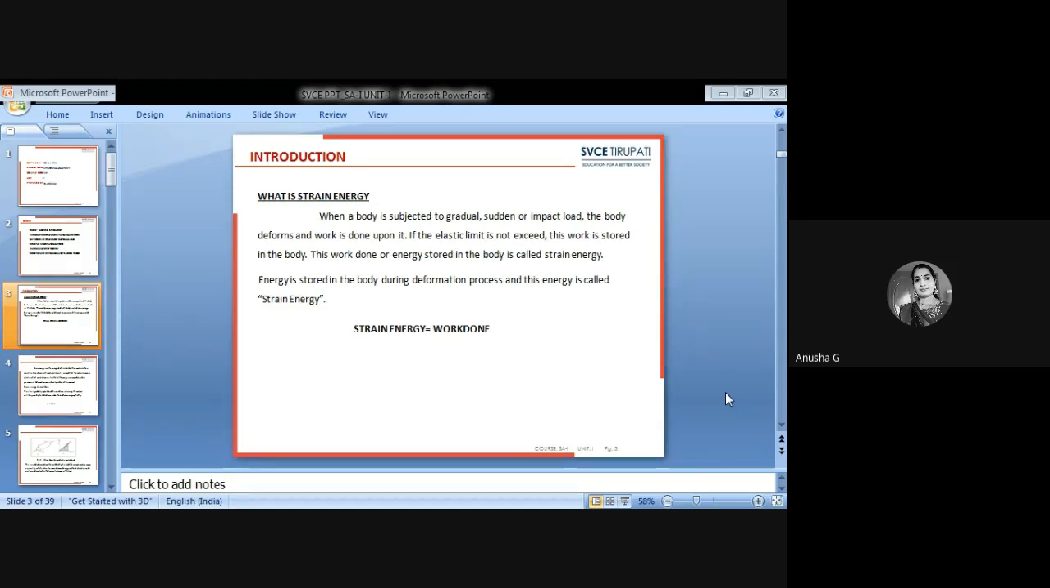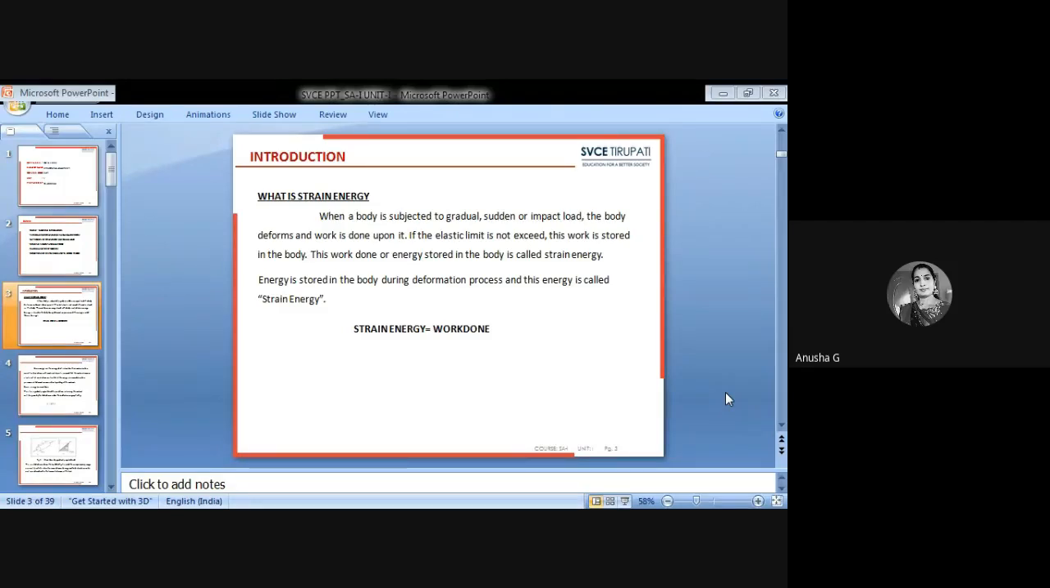That load also falls in three different categories. That is gradually, when we apply 1 kg, 2 kg like that gradually, or suddenly, when we apply 10 kg of load, or at some certain height, when we apply some load, which is the impact load. Based on the different loads, the deformations will also be observed, and work is done upon the book.